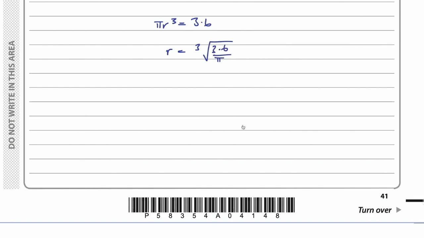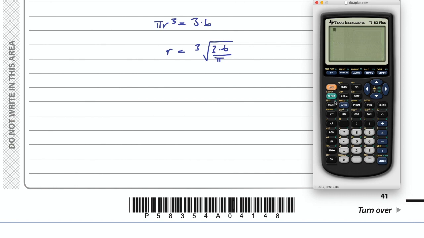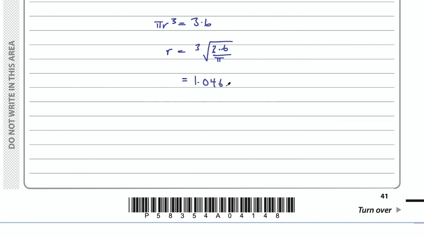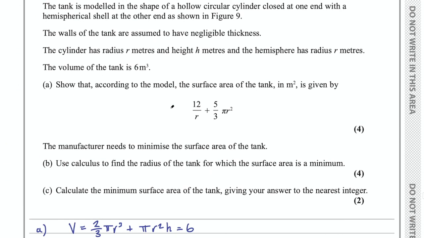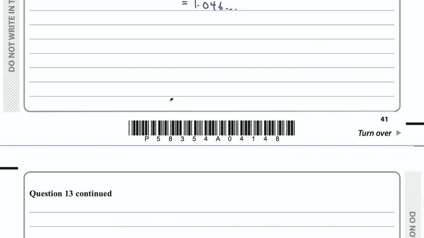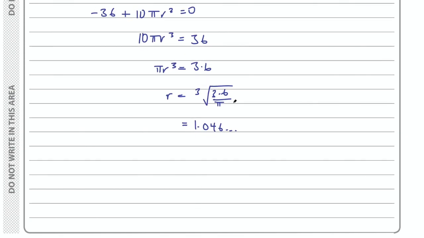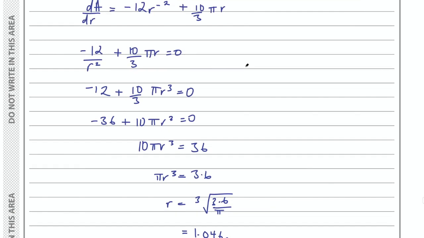Okay, so let's put that into a calculator. The cube root of, now where's my cube root function? There it is. The cube root of 3.6 divided by pi, and I get 1.046 approximately. And we needed to round it off to something. If we go back to the start of the paper, remember it says round off to 3 significant figures where appropriate. So rounding this off to 3 significant figures, we would have 1.05 meters for the radius when the surface area is a minimum.